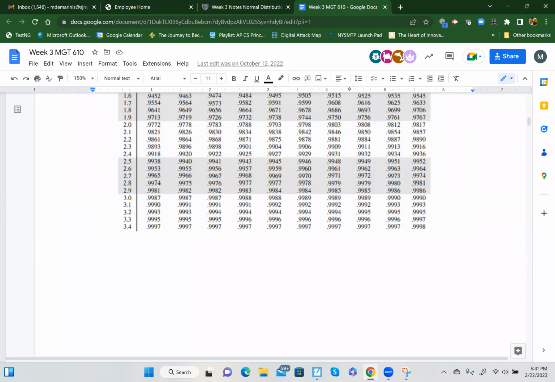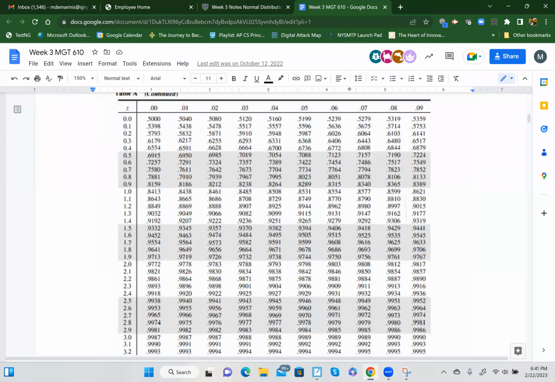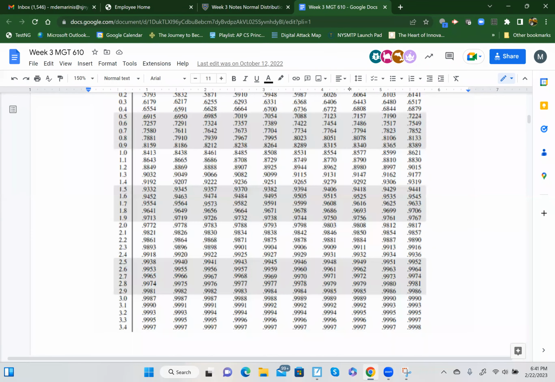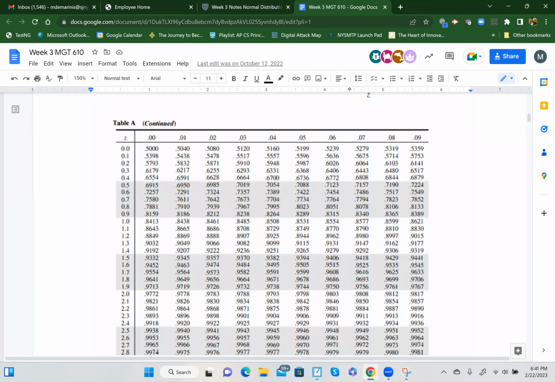And here's how you're going to do it. So I want you to look on the left-hand side of the table. The first column is called Z, and go down until you can find the number 2.8. Now, the way I have it lined up, I have it lined up just with the bottom of my screen. You can see 2.8 right there on the bottom.